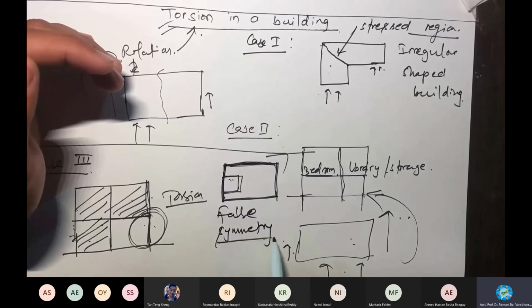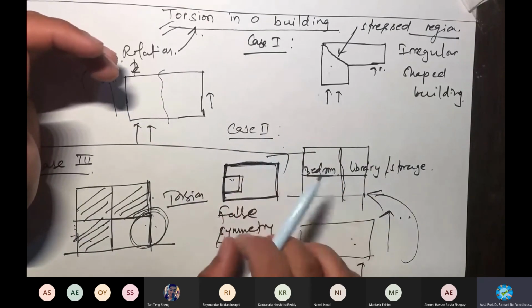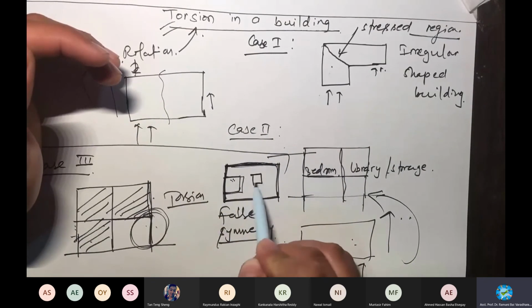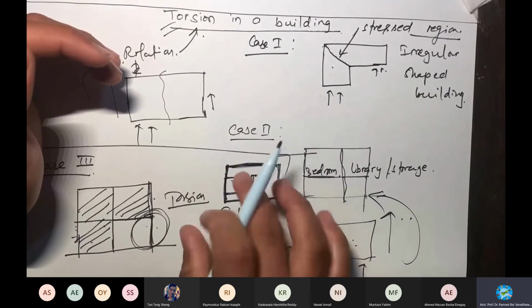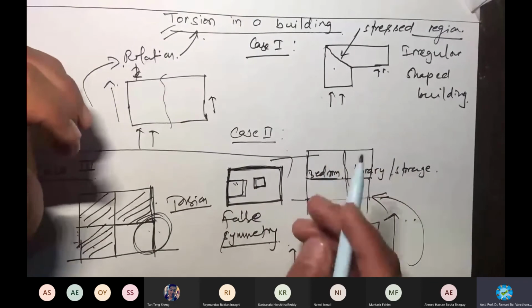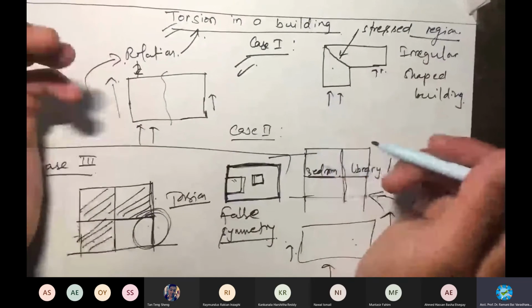False symmetry. And again, this building also suffers from torsion. So it is best practice to add the staircase at the middle portion of the building, to maintain the regularity of this building. Regularity in the shape. So how do we know that this building might fail in torsion?